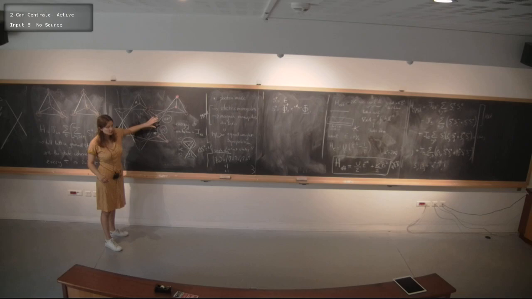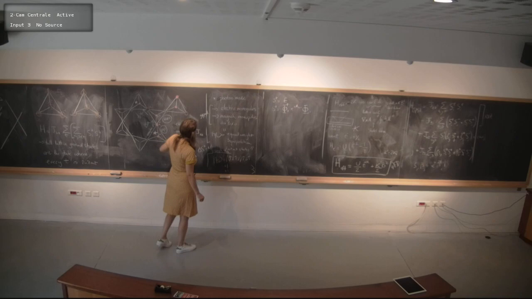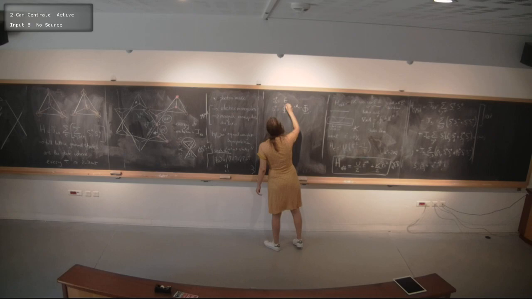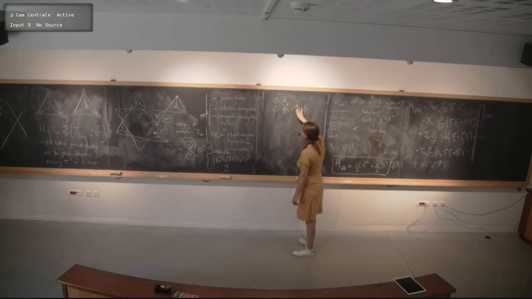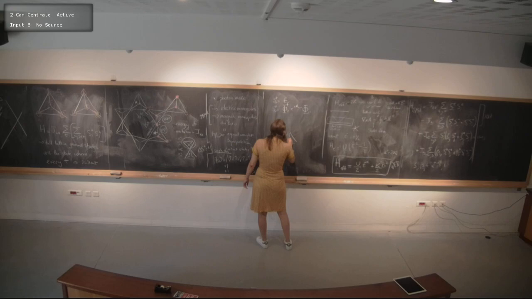And so what I showed you before is that every time that you flip a spin, so if I call this R, R prime, every time you flip a spin, you create a defect at tetrahedron R and at its nearest neighbor tetrahedron R prime. Oh, I'm done. That's what you're saying. You got it.